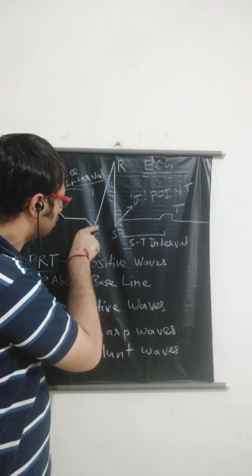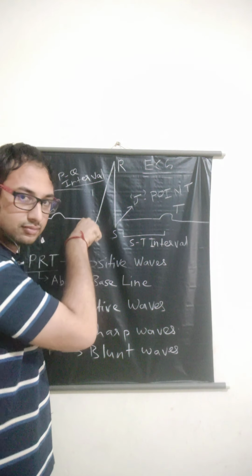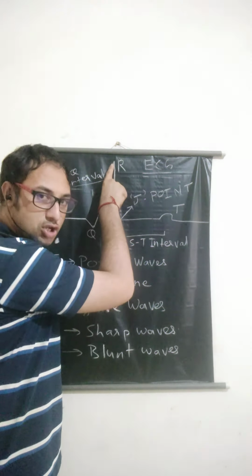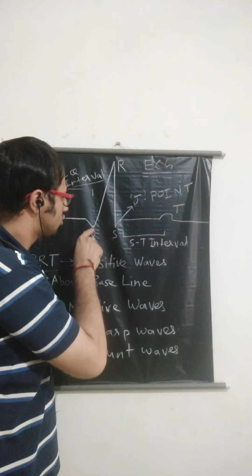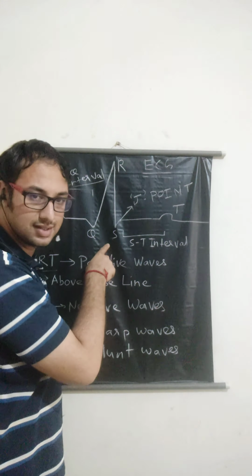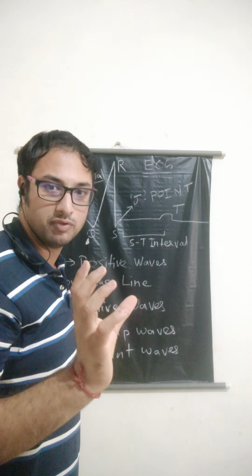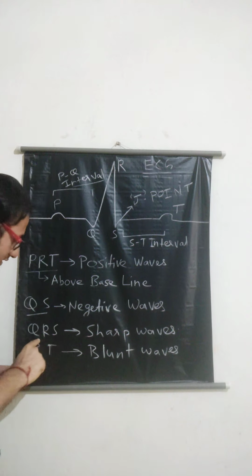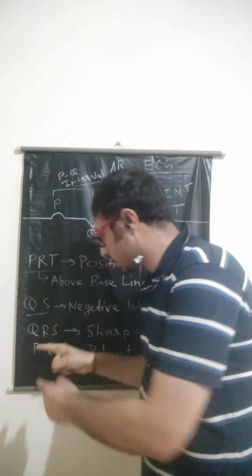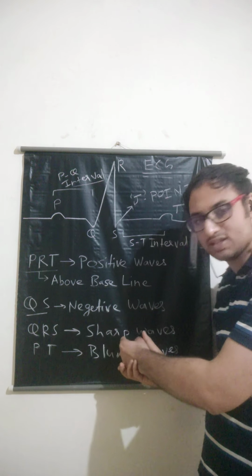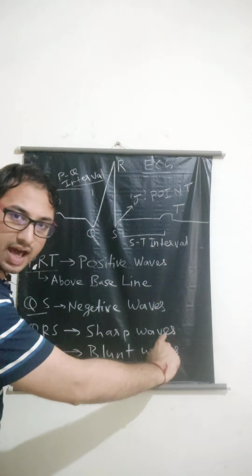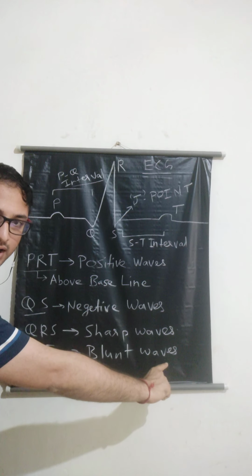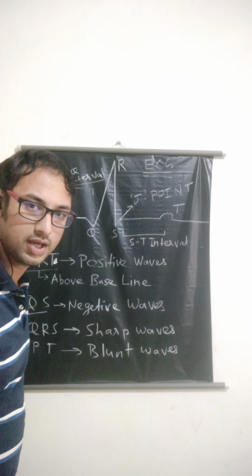And if you see, this Q is somewhat pointed, sharp. R is also pointed, sharp. This S is also pointed, sharp. So Q, R, S are sharp waves or pointed waves. QRS is a sharp wave, and P and T are blunt waves. Clear up to here?